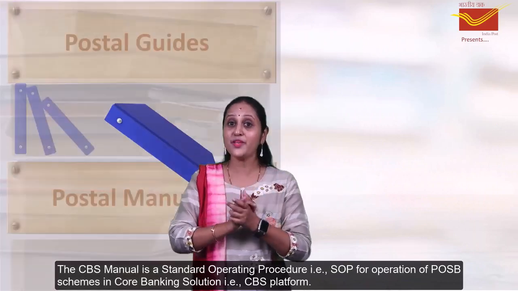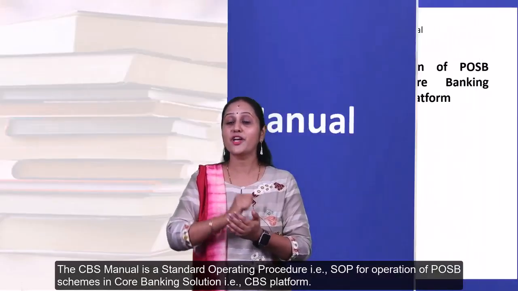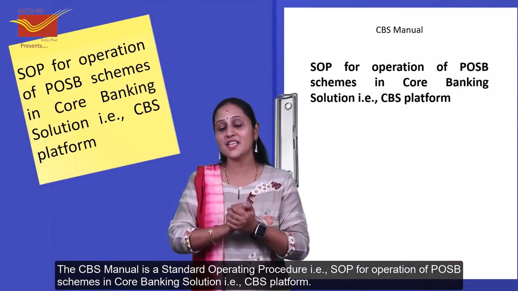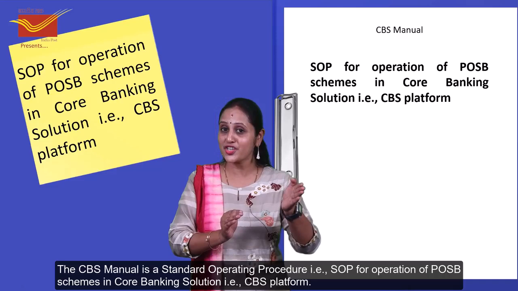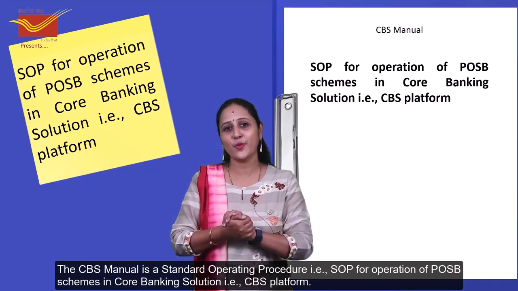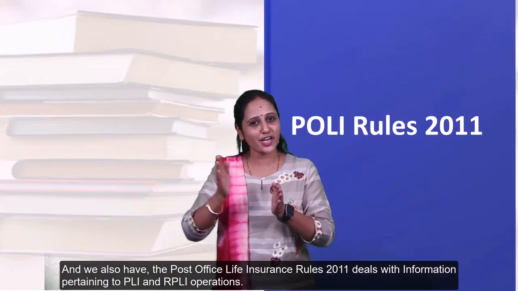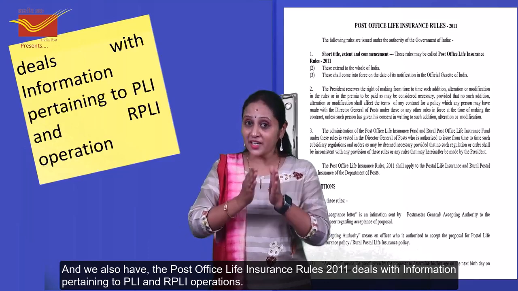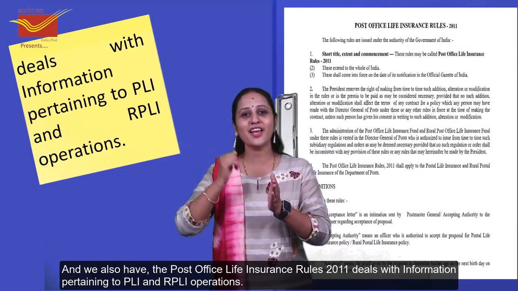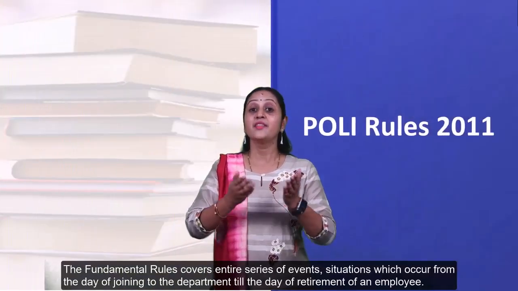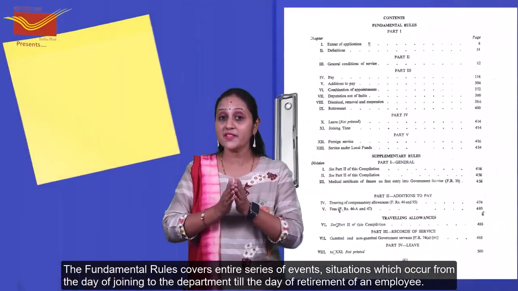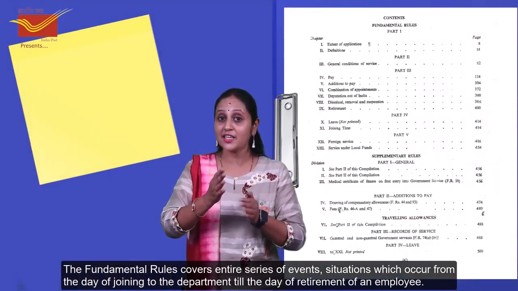And we have the CBS Manual, a standard operating procedure, that is an SOP, for operating the POSB schemes in the core banking solution, that is the CBS platform. And we also have the Post Office Life Insurance Rules 2011, which deals with the information pertaining to the PLI and the RPLI operations.